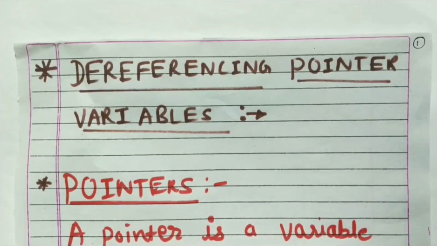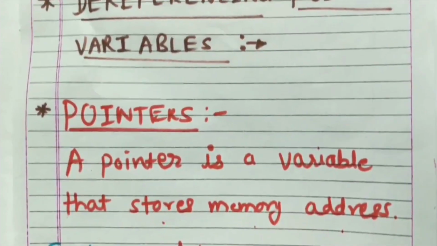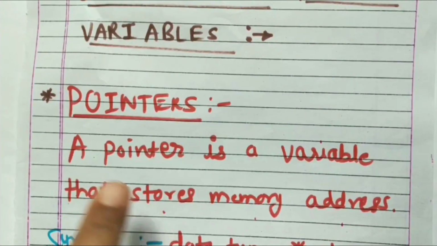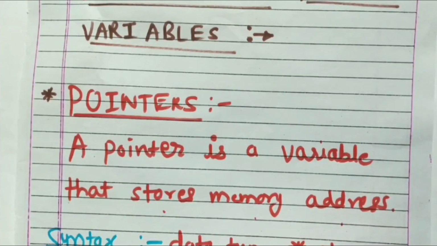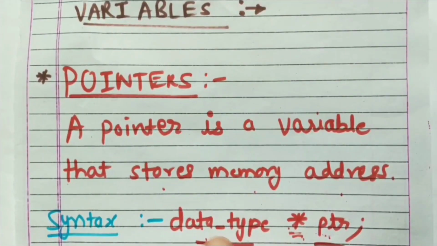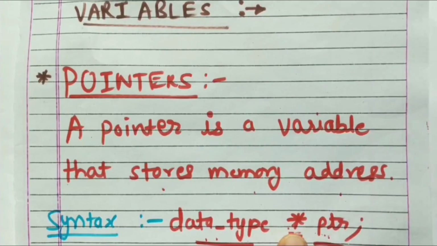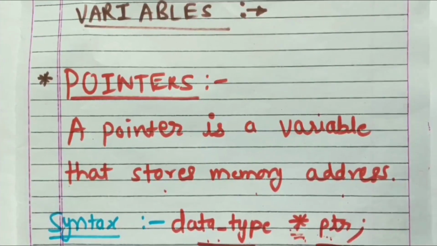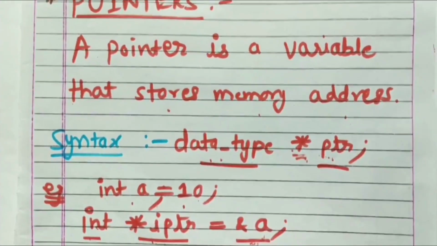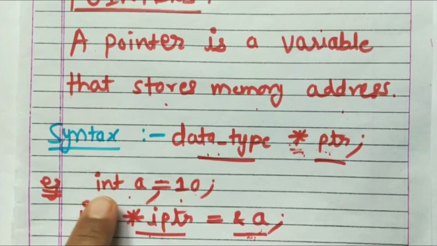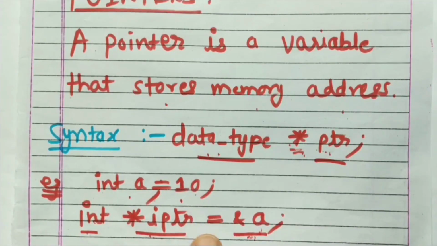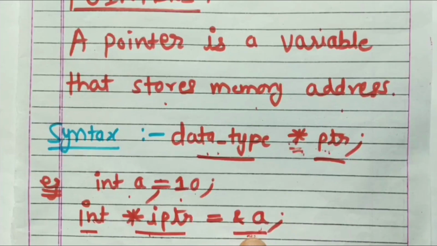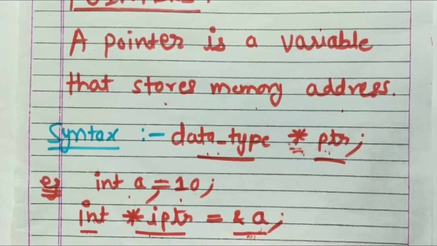Today's topic of discussion is dereferencing the pointer variable. Before moving forward, we'll quickly see what a pointer is. A pointer is a variable that stores a memory address, and its syntax is data_type *ptr. If we take an integer a which stores the value 10, and an integer pointer iptr equal to the address of a, that means it points to the address of a.